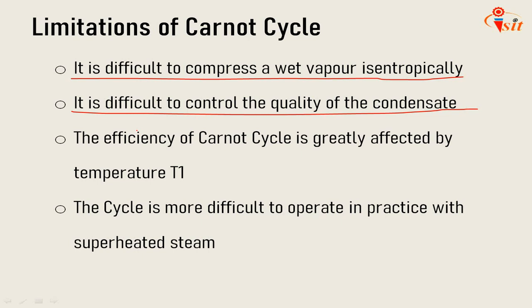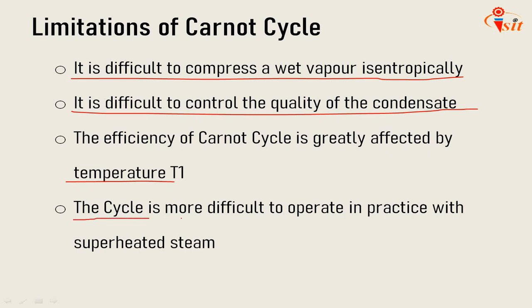Since the critical temperature for steam is only 374 degrees Celsius, if the cycle is to be operated in the wet region, the maximum possible temperature is severely limited. So that is the major limitation of the Carnot cycle.